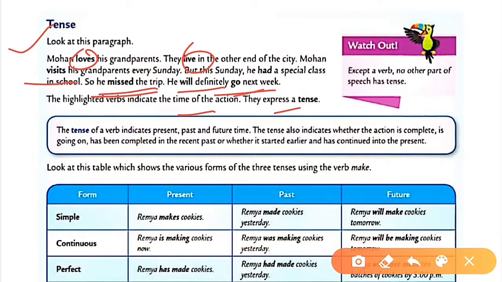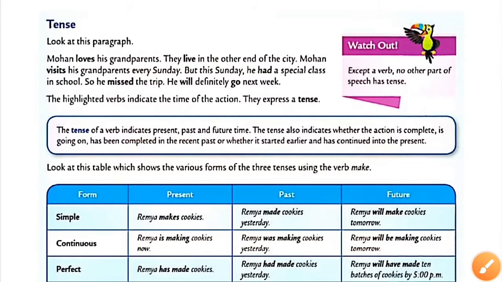Definition of tense: the tense is a verb form that indicates present, past or future time. There are three kinds of tense. Present tense indicates present time. Past tense indicates past time, the work or the verb that was completed in the earlier time, and future time. The tense also indicates whether the action is completed, is going on, has been completed in the recent past, or whether it started earlier but has continued into the present time. So these tenses are also categorized in different kinds. Move to next.